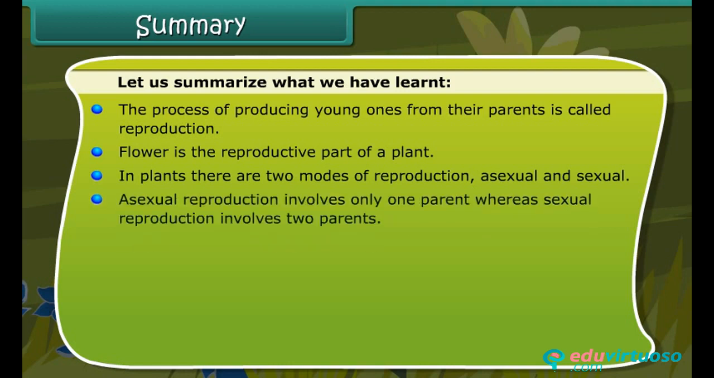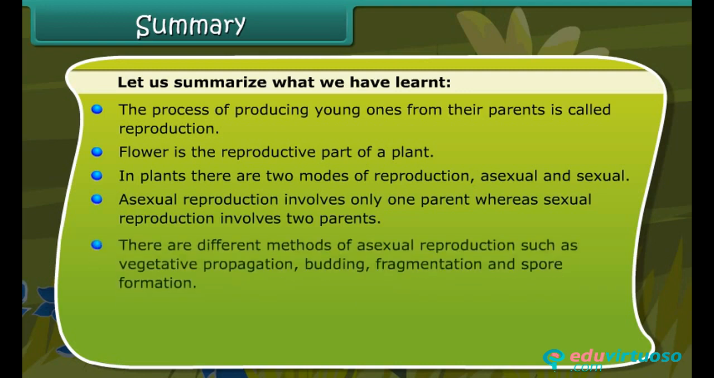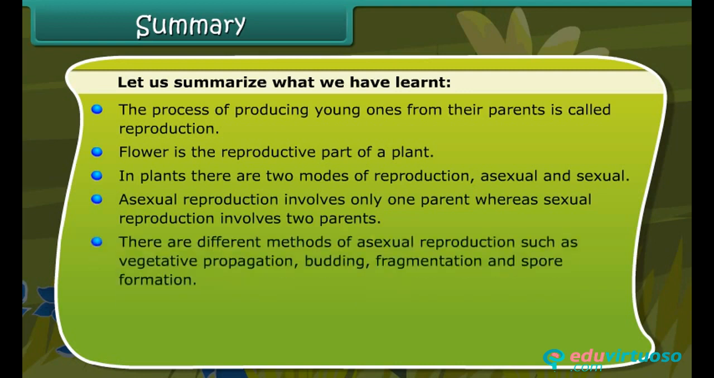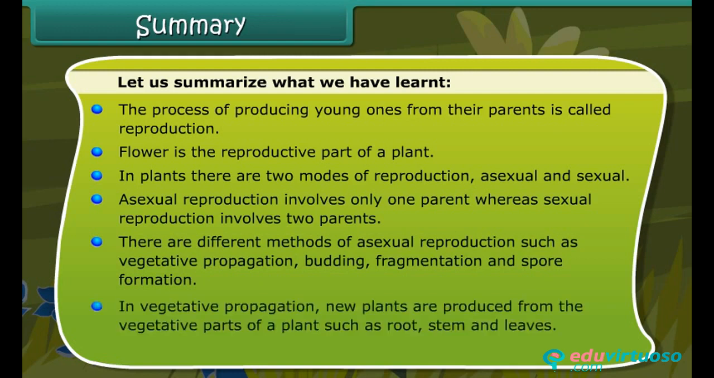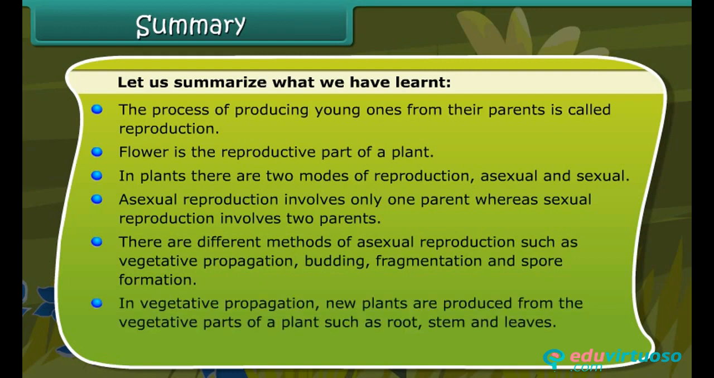Asexual reproduction involves only one parent, whereas sexual reproduction involves two parents. There are different methods of asexual reproduction such as vegetative propagation, budding, fragmentation, and spore formation. In vegetative propagation, new plants are produced from the vegetative parts of a plant such as root, stem, and leaves.